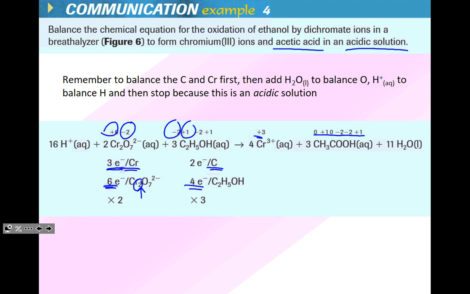This is going to give you 6. And in this case here, 2 electrons per every carbon. There's 2 carbons. 2 times 2 is 4. The 6 and the 4 do not match, so I have to multiply by the lowest common multiple, and that's going to give me 12 and 12 matches. These numbers here become the coefficients. So for the chromium, it's a 2, and for the carbon, a 3.